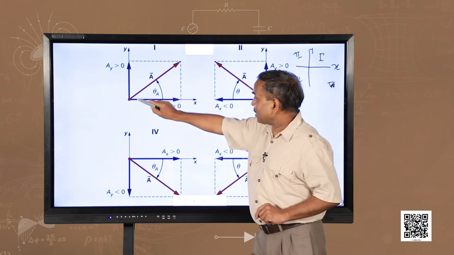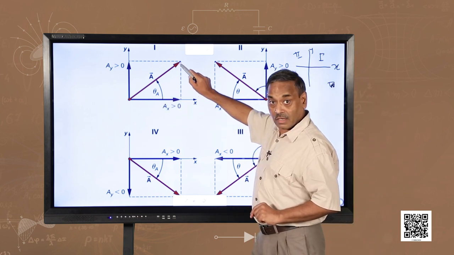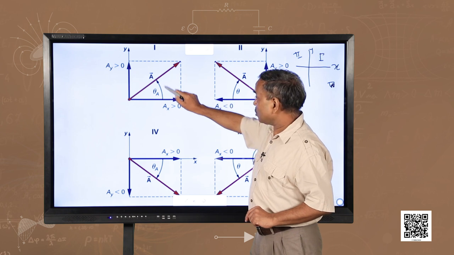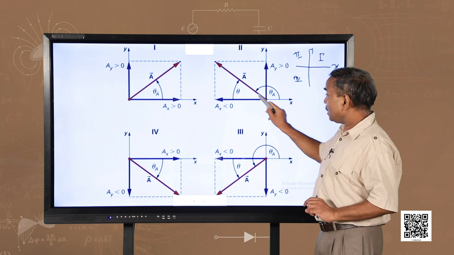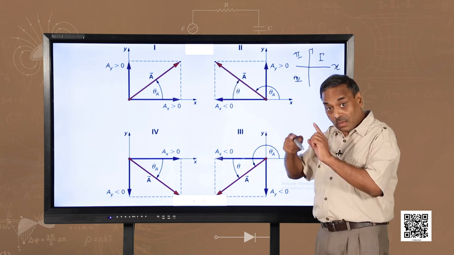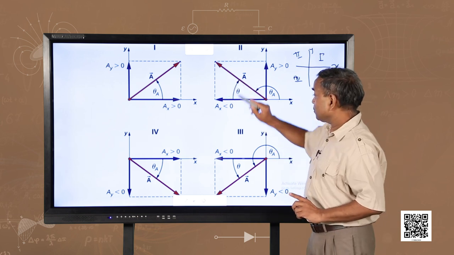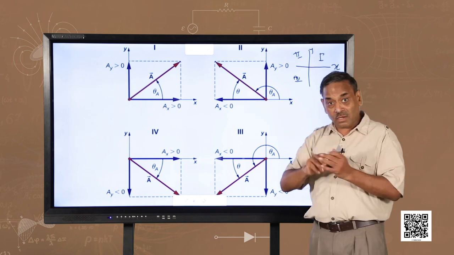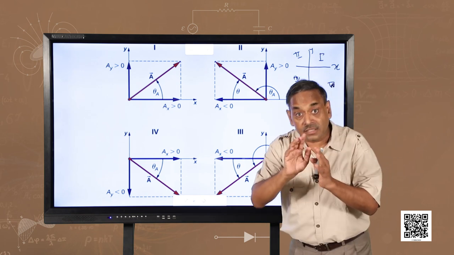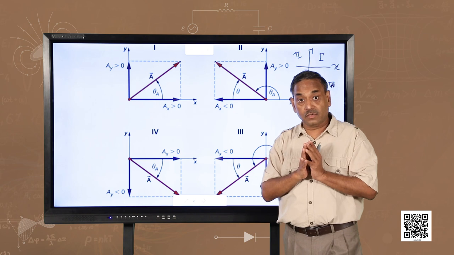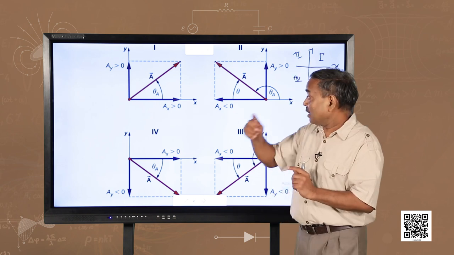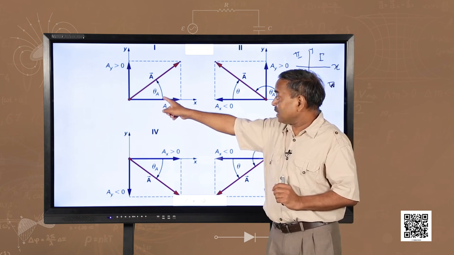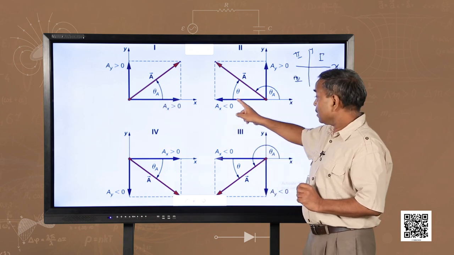So, let us see if a vector A looks like this. If vector A is this, then its resolutions are like this. So, Ay is greater than 0, Ax is greater than 0. And if vector A lies in the second quadrant like this, then this angle theta. Remember friends, this angle theta is a vector quantity. You will turn it, because it can be clockwise or it may be anti-clockwise. Remember, here it is anti-clockwise, here it is clockwise.